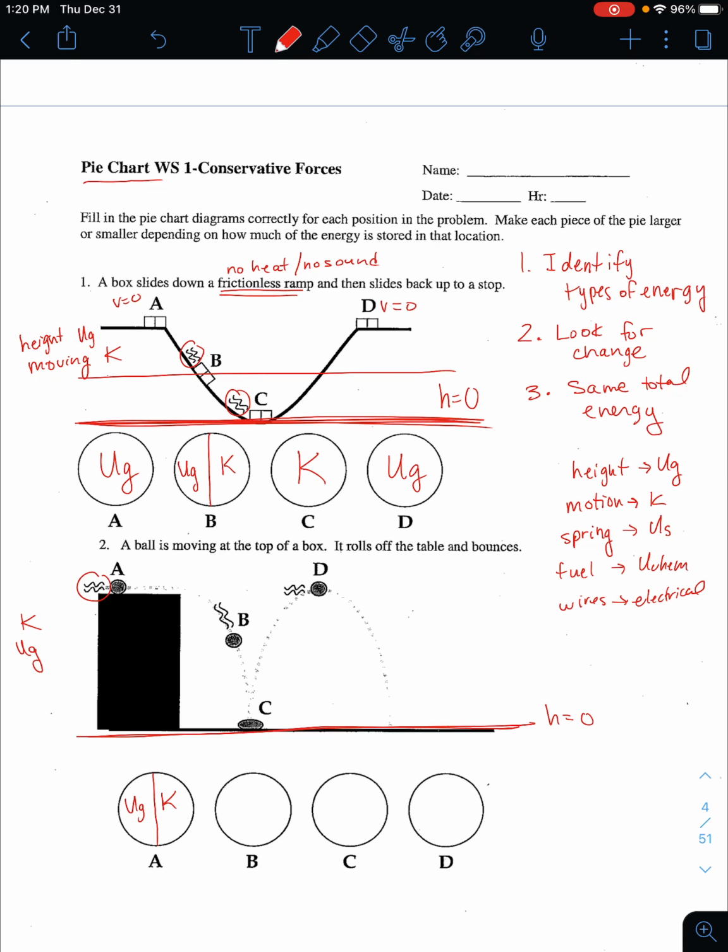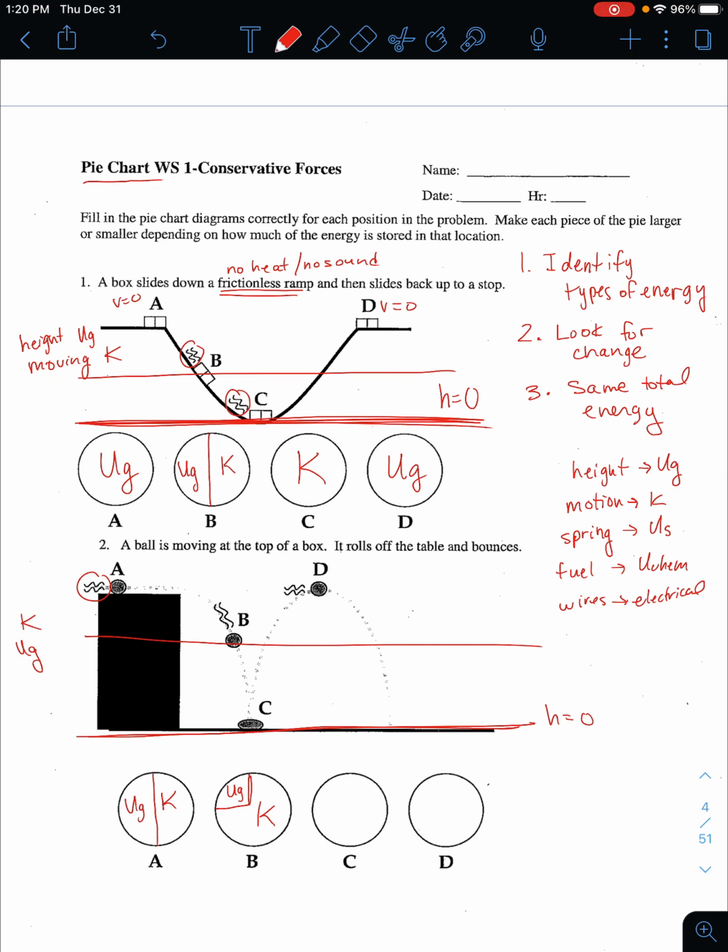When I'm at location B here, I'm going to say, okay, my height has gone down. So I need to make my gravitational slice of the pie smaller. I have lost height, so there is less gravitational energy. Where did that height go? Well, I think it sped up. I think that as the ball loses height, it gains speed, and that's why there's more kinetic energy here.